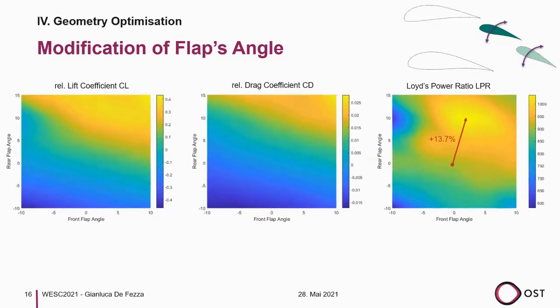Then also an interesting story is this front flap and rear flap angle optimization. Initially, we are located here in the map, and when we increase the front flap angle to around 3 degrees, and when we increase the rear flap to 10 degrees, the whole geometry is getting a bit more rounded, and we could improve LPR by 13.7% right here.